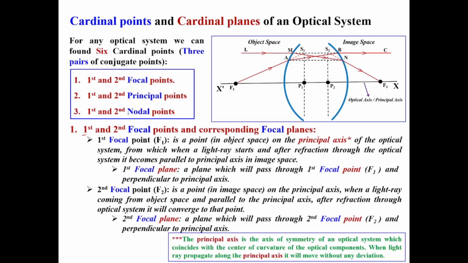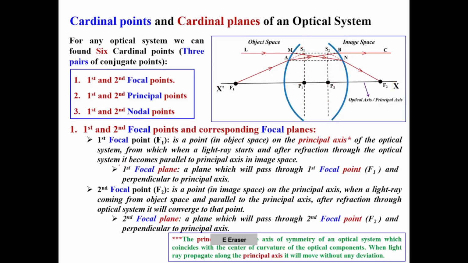Here, as we discussed, x dash is your optical axis or principal axis. The optical system is present in between these two surfaces. This one is one surface, and this one is another surface. In between these two surfaces, the optical system is present. Suppose you consider this is a thick lens.